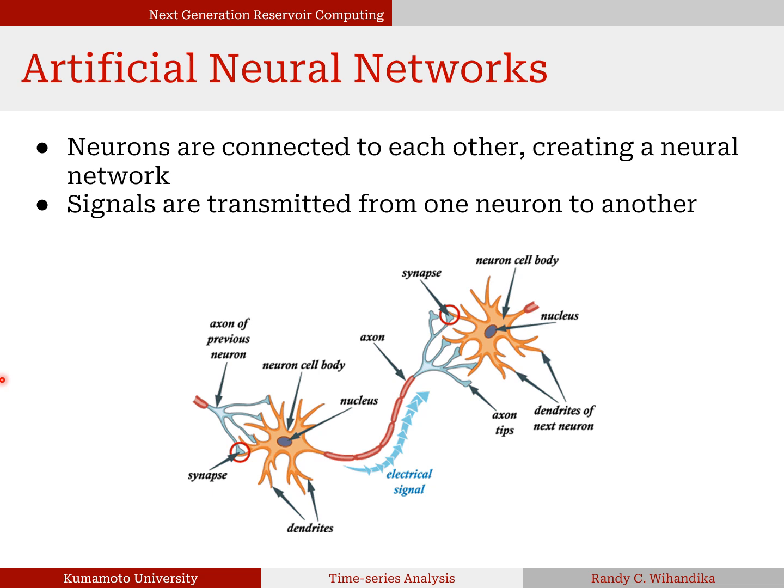And in artificial neural networks, we have a lot of cells, like we talked about in the previous slide, and the cells are connected to each other, creating a neural network. So signals are transmitted from one neuron to the other. For example, here, this neuron accepts signals from other cells and processes them, and then transmits to other neuron cells. So in a neural network, there are many neuron cells that work together as a network.